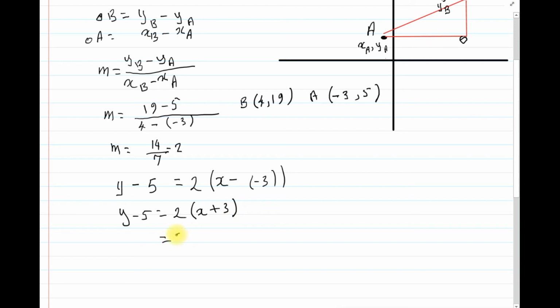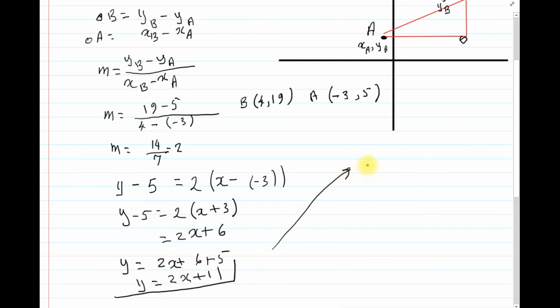This becomes 2x plus 6. And y then would be 2x plus 6, and minus 5 comes to the other side and becomes plus 5. So y will be equal to 2x plus 11. I'll write it up here. y is equal to 2x plus 11.